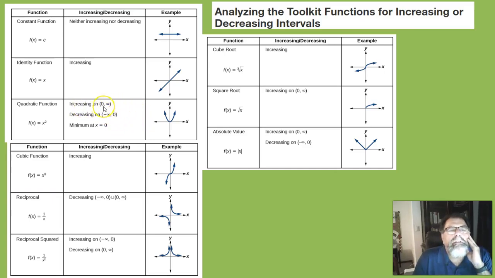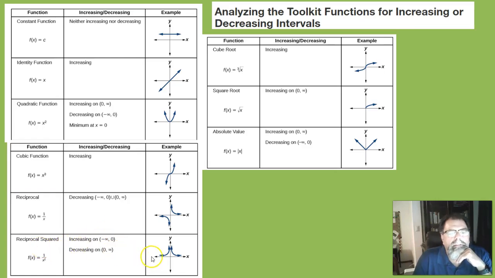Quadratic function, right here the bottom is a local minimum at x equals 0. And then it increases from 0 to infinity, and it's decreasing from negative infinity to 0. And for our cubic function, it's strictly increasing. There's no local min or max. Reciprocal, it's strictly decreasing, left to right.